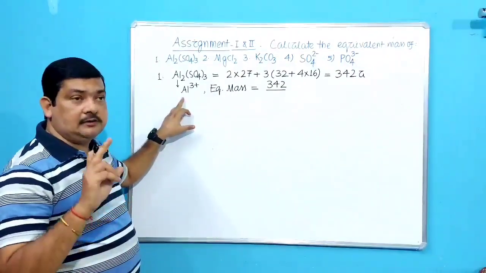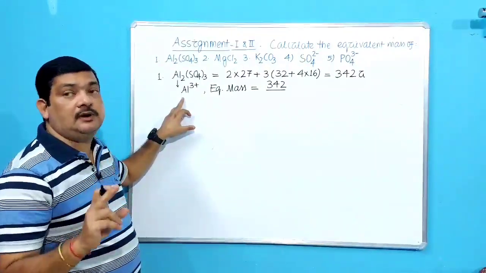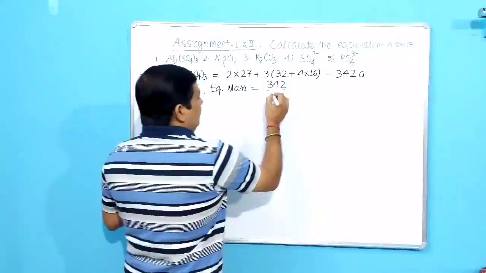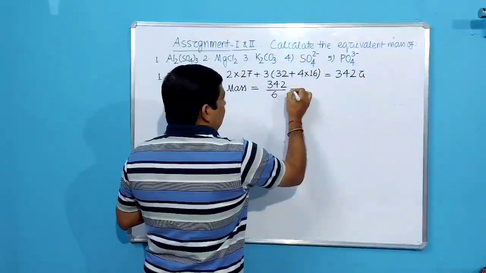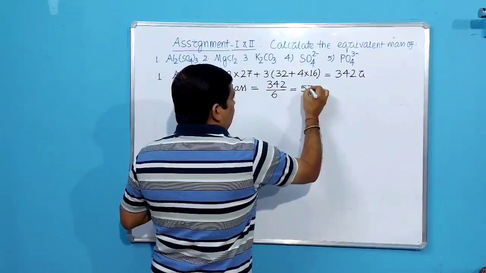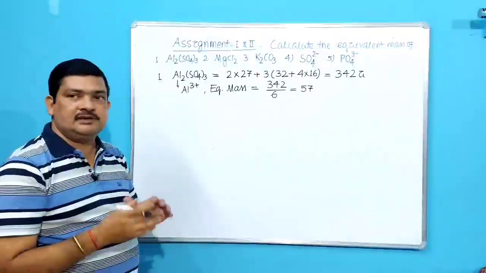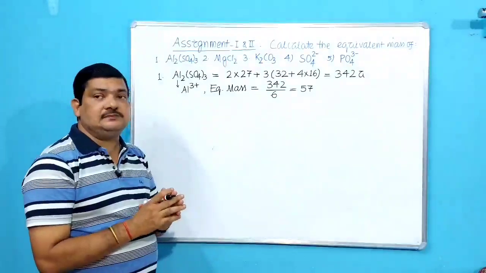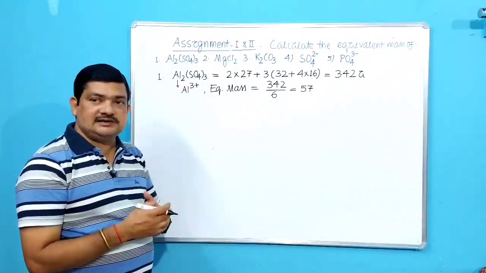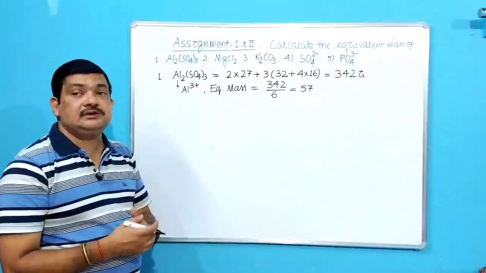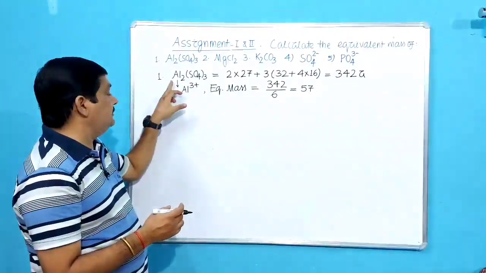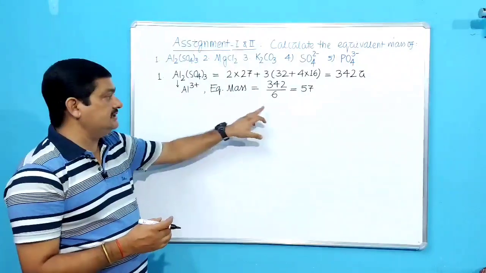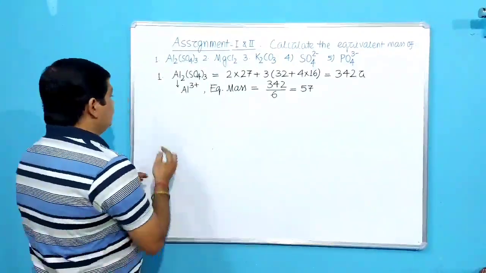I told you the formula: total valency means valency into number of atoms. So valency of aluminum is 3, number of atoms is 2. The total valency will be 6. So it will be 57. Most of you have divided it by 3. That is the valency of the metal atom, not the total valency. You have to divide it by the total valency of the metal atom. How to find the total valency? Once again, it is number of atoms into valency. There are 2 atoms of aluminum here, each having valency 3, so the total valency is 3 into 2, 6. So this is the equivalent mass of aluminum sulfate.